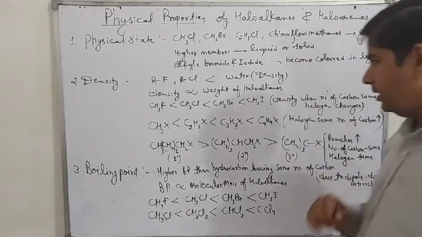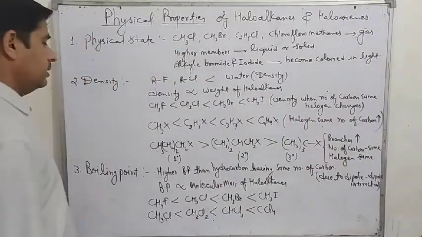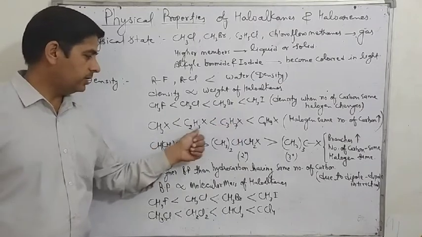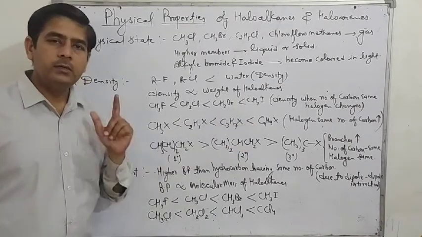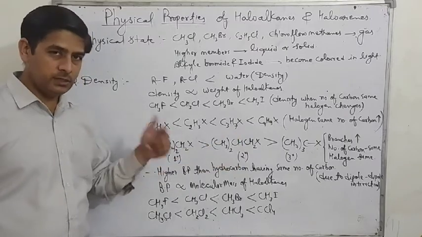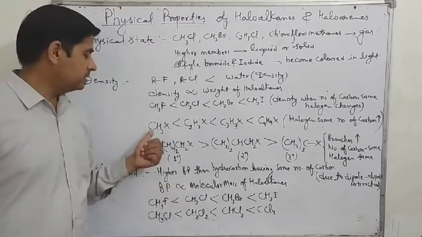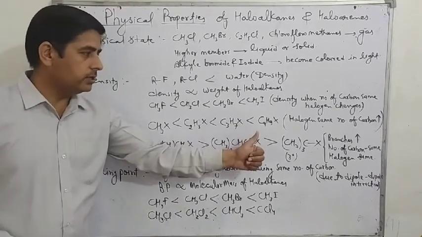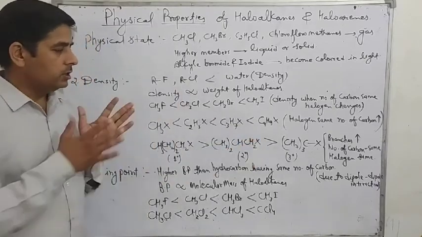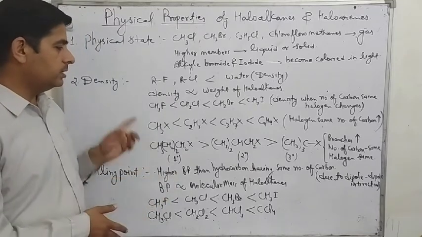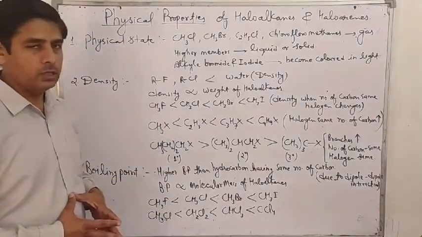In the next example, you can see the halogen remains the same. Here we have X, which represents the halogen, and it is the same in all the compounds. But what is the variation? We can see the number of carbons is increasing. As the number of carbons increases, the molecular mass also increases, and that's why the density will also increase.